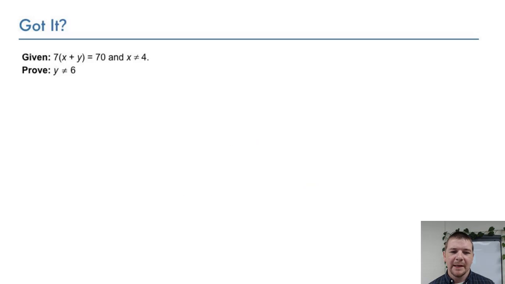Your turn. Given that 7 times the quantity x plus y equals 70, and that x does not equal 4, prove that y does not equal 6.